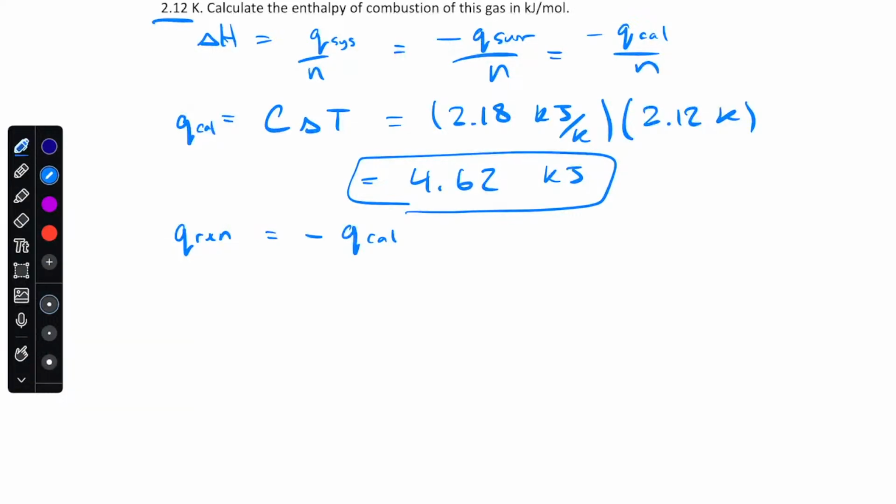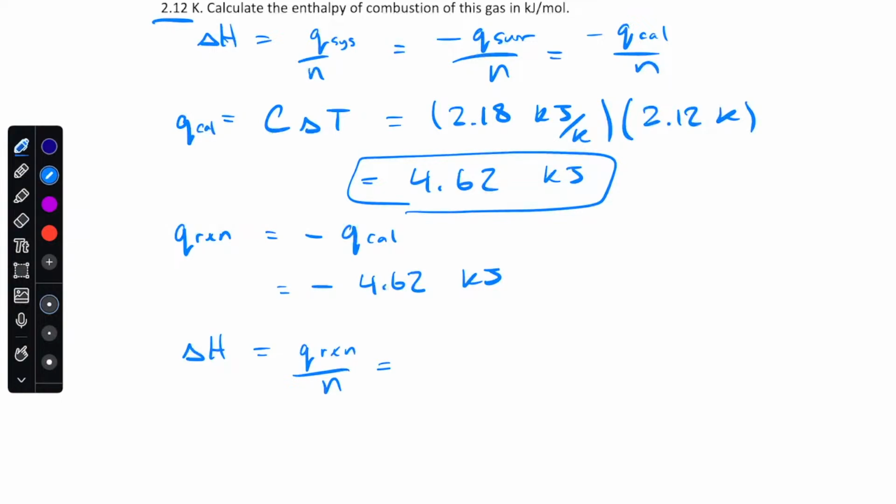But we have to recognize that if this reaction caused the calorimeter temperature to go up, it must be exothermic, and our final delta H value must be negative. So however you find it easiest to keep track of the minus signs, please make sure you do. So the Q reaction will be negative 4.62 kilojoules if you want to think of it that way. So our delta H is Q reaction over n. n, what's n?